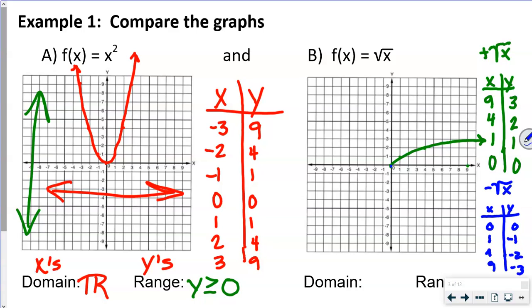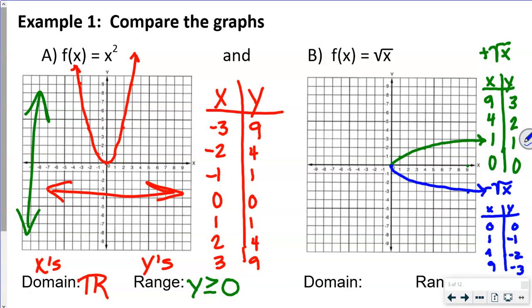So here again, we've got 0 there, we've got 1, -1, we've got 4, -2, and then we've got 9, -3. So this is the negative square root of x.